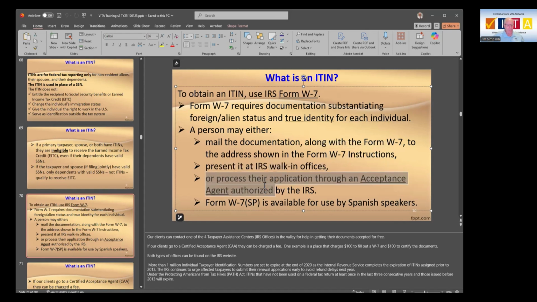Here's the more likely thing. You process the application through a certified acceptance agent. That agent can take a copy of the passport, file a form, and certify or authenticate it. Then you file it with the certified copy. And that's usually what we're going to have them do.